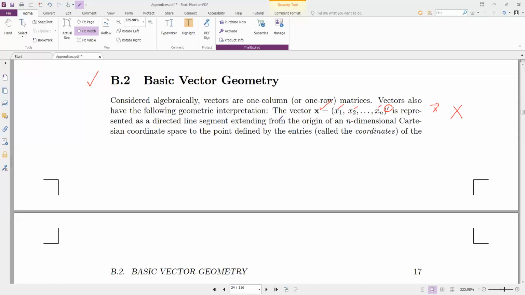A vector is a directed line segment extending from the origin of an n-dimensional Cartesian coordinate space. Remember what a Cartesian coordinate space is, right? So we have one dimension, x1, x2. That's how we do scatter plots. One dimension here, one dimension here. There's 2 dimensions there, but we don't need to stop at 2. And this is a multiple or simple linear regression. You're in the 2 dimensions.